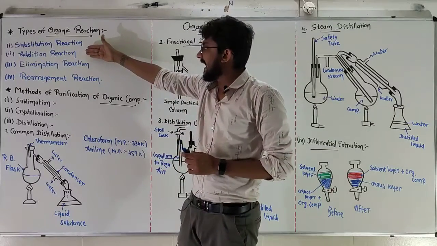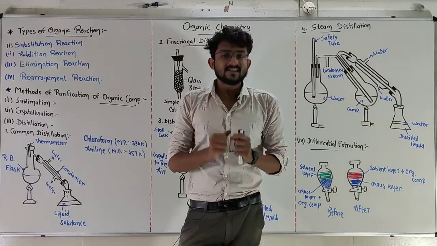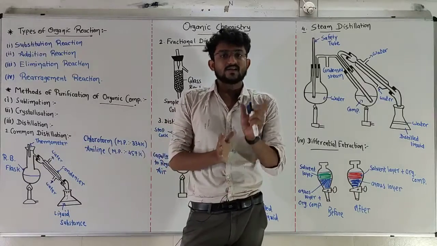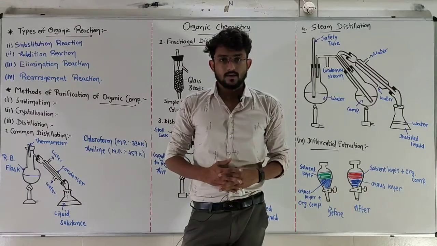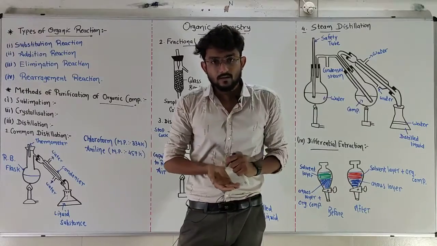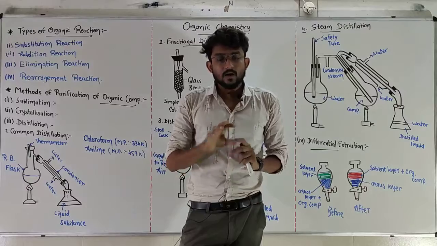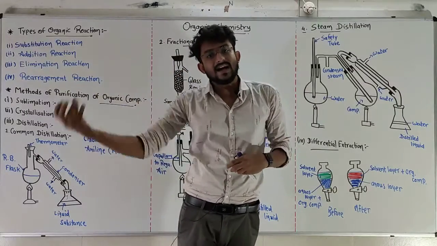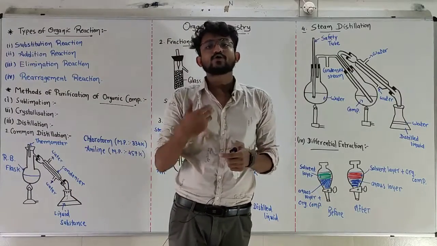Next one is the addition reaction. What is an addition reaction? It is very simple. Suppose we have an unsaturated hydrocarbon, in the sense a double bonded compound or triple bonded compound. We are adding hydrogen to it. So the pi bond will be broken and one hydrogen will be attached to each carbon. So alkene becomes alkane and alkyne becomes alkane. Means we are adding hydrogen, hydrogenation.